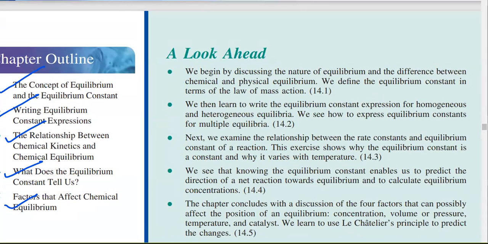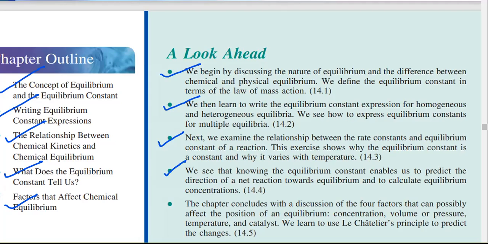Here, we'll begin by discussing the nature of equilibrium and the difference between chemical and physical equilibrium in this session, and we'll define the equilibrium constant in terms of the law of mass action. We then learn to write equilibrium constant expressions for homogeneous and heterogeneous equilibria, and we'll see how to express equilibrium constants for multiple equilibria. Next we examine the relationship between the rate constants and the equilibrium constant of a reaction, and this exercise shows why the equilibrium constant is constant and why it varies with temperature.